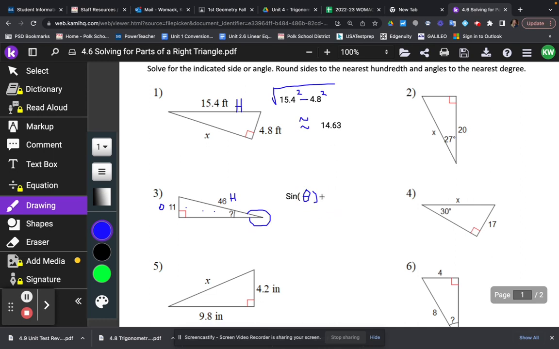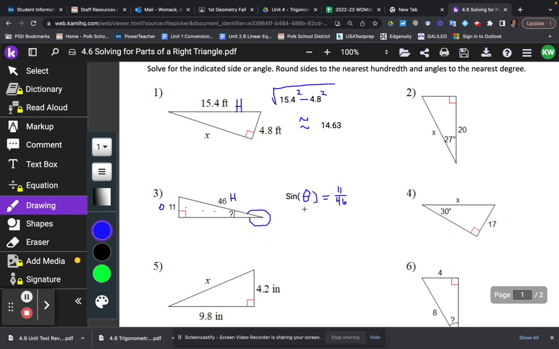We're trying to figure out what that angle is going to be equal to, and what are we looking for? It's going to be 11 over 46. Why? Because sine is opposite on top of the hypotenuse. Good thing to remember, sine and cosine will always have a larger number on the bottom of your fraction.